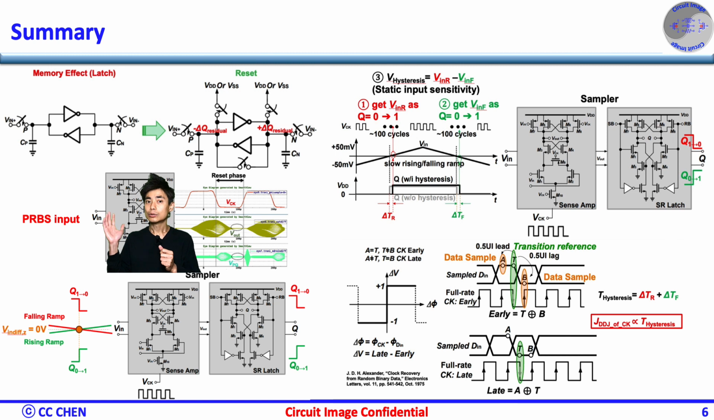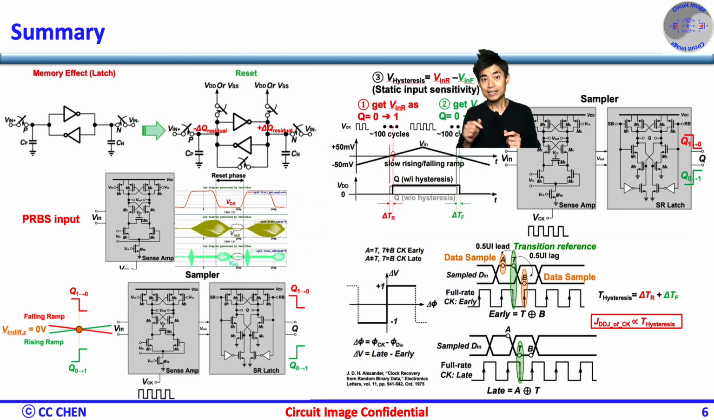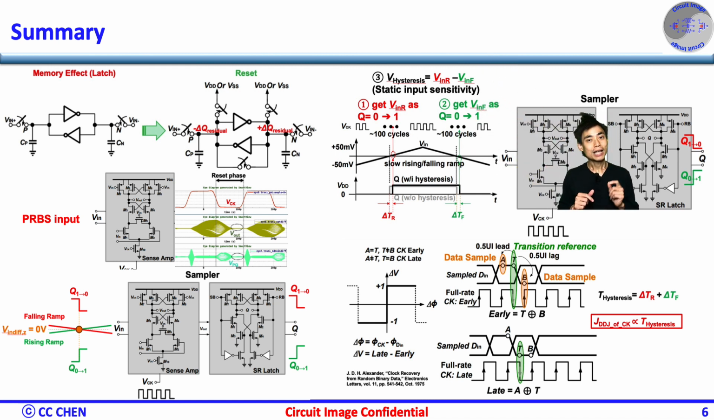Unfortunately, either the hysteresis voltage or hysteresis timing cannot be simulated through normal PRBS input data. Instead, we specifically apply a very slow rising and falling ramping input to capture both hysteresis voltage and hysteresis timing. Usually, the static input sensitivity of the sampler because of the hysteresis voltage is not quite useful, since the clock-to-Q timing of the sampler was not included.